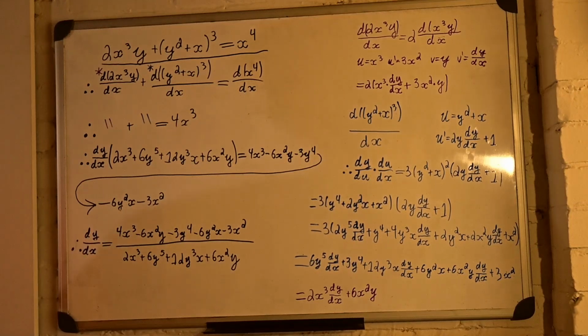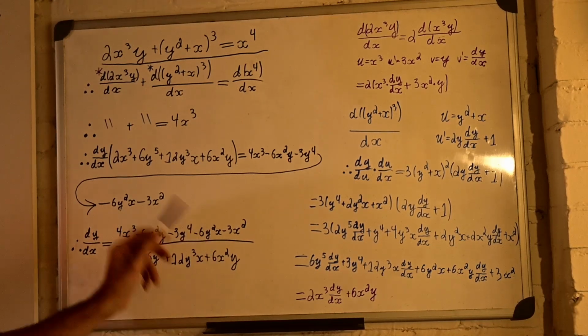4x cubed minus 6x squared y minus 3y to the fourth minus 6y squared x minus 3x squared, divided by 2x cubed plus 6y to the fifth plus 12y cubed x plus 6x squared y.